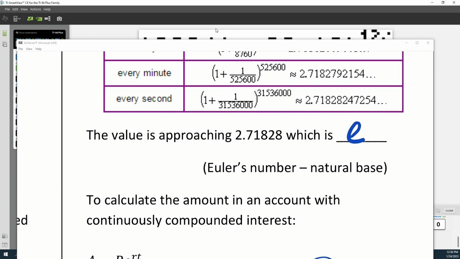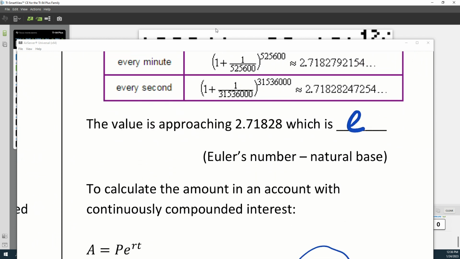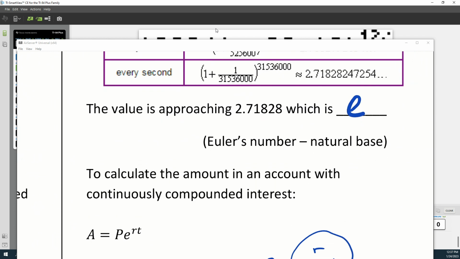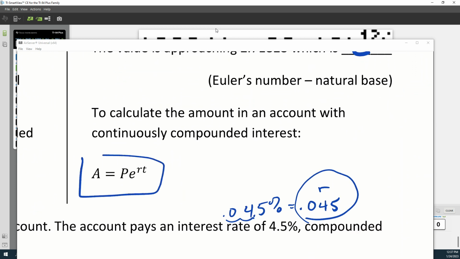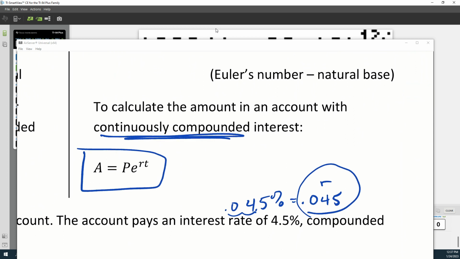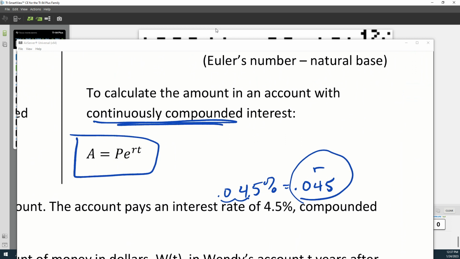So anyway, continuously compounded means it's constantly being added. So that ends up giving you a base of E. When you see the words continuously compounded, you're going to use a different formula. It's actually an easier formula to use. Put a box around the one that says A equals PE raised to the RT. That's the one you're going to use anytime it says continuously. And that's the same E we talked about that day, Euler's number.